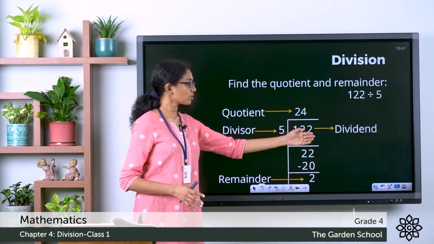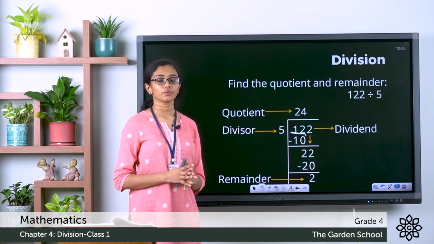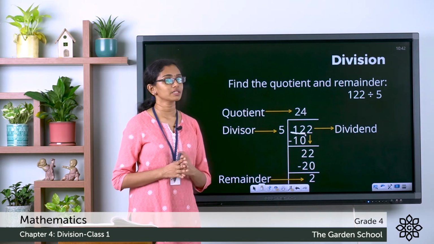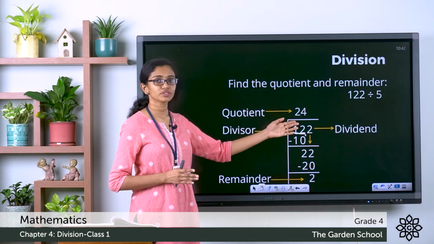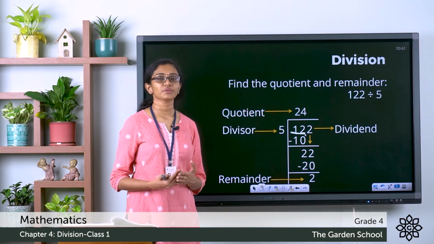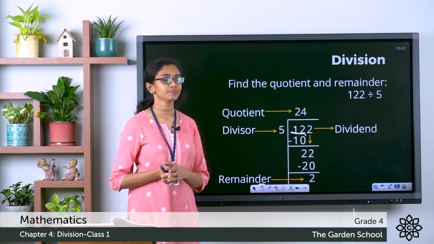Now are there any more digits to bring down? No. So since there are no more digits to bring down, we stop the division right there. We got the quotient 24 and the remainder is 2. So how do you check if this division was done correctly?